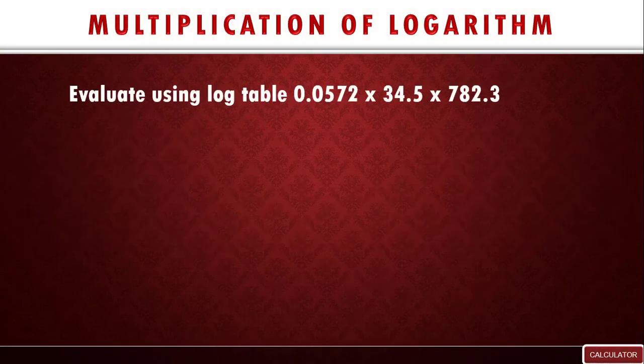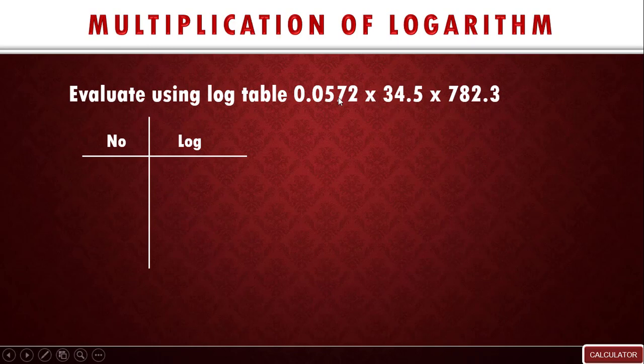In this example, we are asked to evaluate using the log table 0.0572 multiplied by 34.5 multiplied by 782.3. The very first thing you need to do is to draw your log table. That's the number and log columns. Next, we have 3 numbers here, and we have multiplication connecting the 3 numbers. There is multiply here and there is multiply here. So we can just arrange the 3 numbers directly and then determine their log.